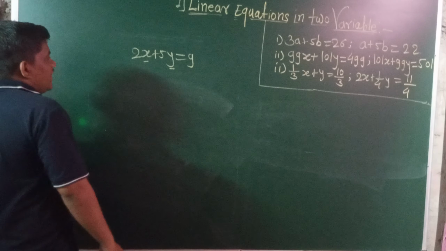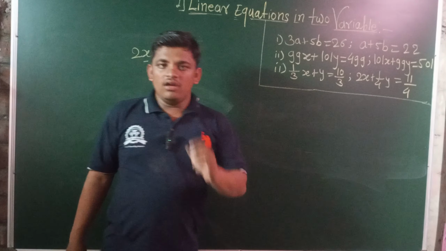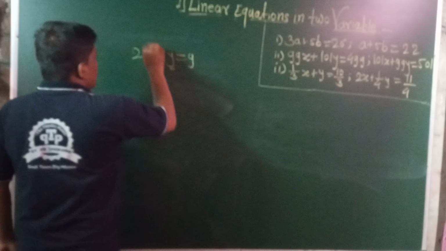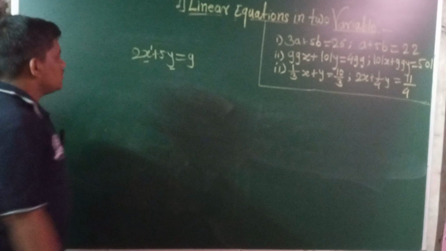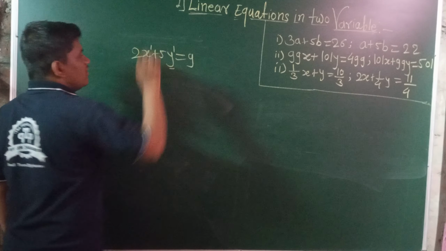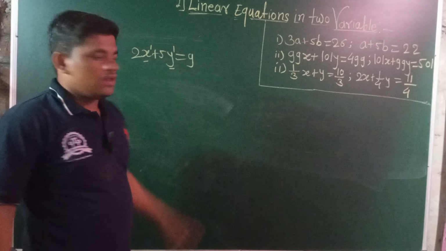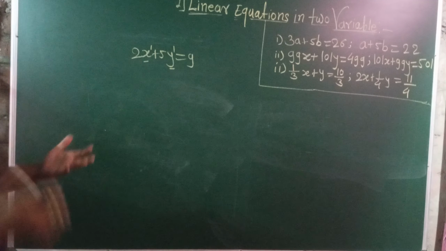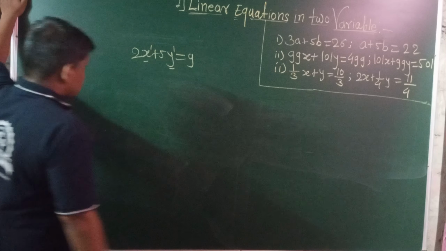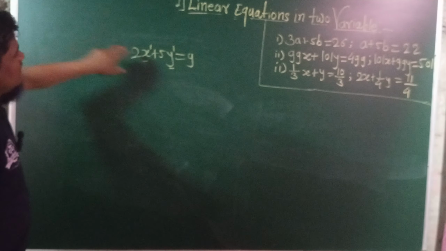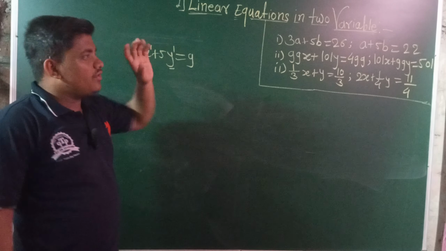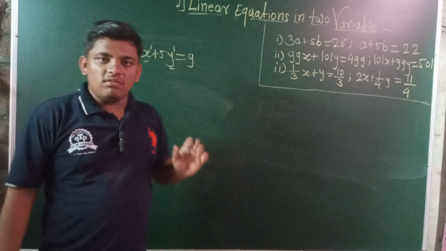Now identify the powers of the variables. In the first term, x is the variable which has power 1. In the second term, y is the variable which has power 1. In the third term, we do not have any variable. That means the degree of that equation is 1. This equation is a linear equation in 2 variables.